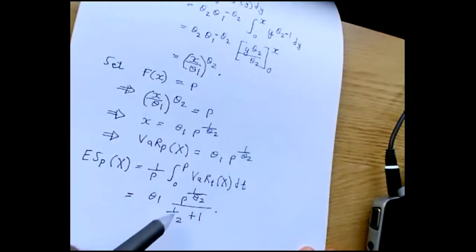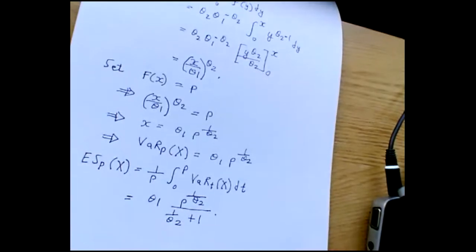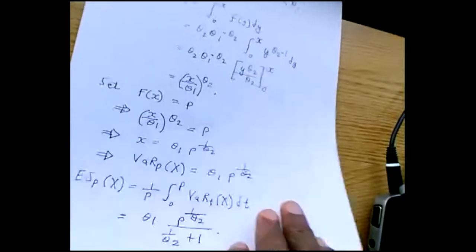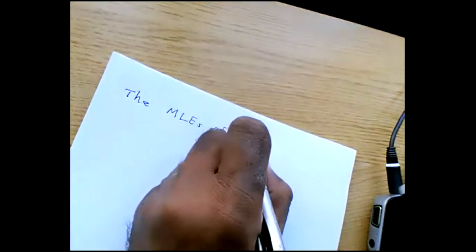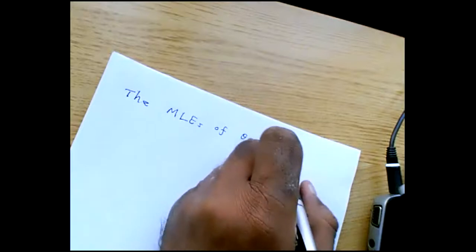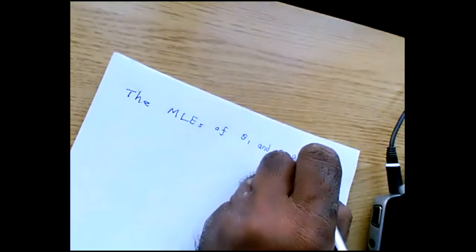So this is what you will get for the expected shortfall, and this is what you get for VaR. Now there are two parameters, theta 1 and theta 2. You need to estimate them by maximum likelihood. The procedure is the same as what I did for question 3, so I'm not going to repeat that. If you follow the procedure of question 3, the MLEs of theta 1 and theta 2 are as follows.